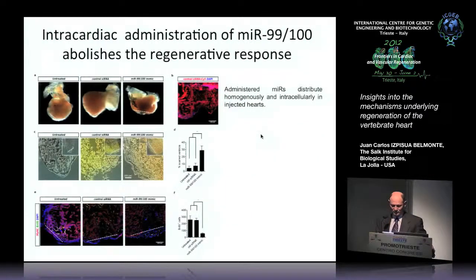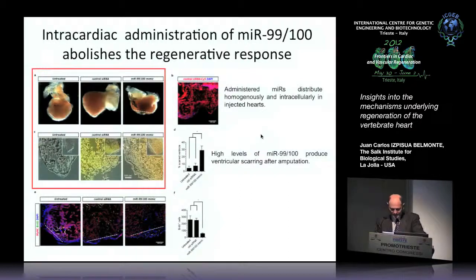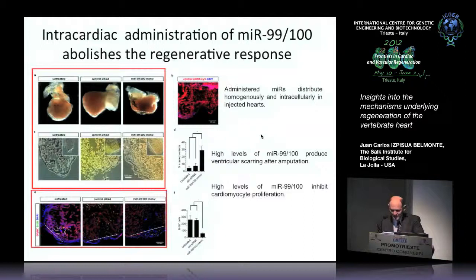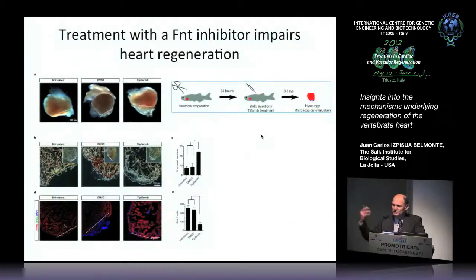We have started to play around with them, administering them to the zebrafish, and we can see that high levels of all these ones that we have taken produce scarring after amputation, and regeneration doesn't proceed normally. I don't want to go through the details. I just want you to leave with the message that in functional assays, these microRNAs seem to be active and abolish regeneration. And also their targets.